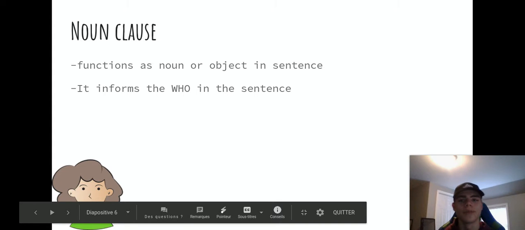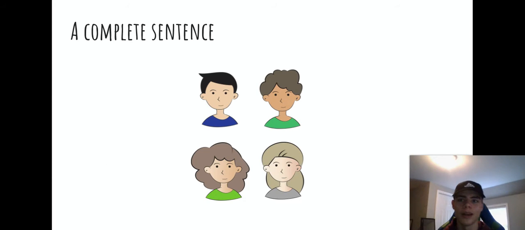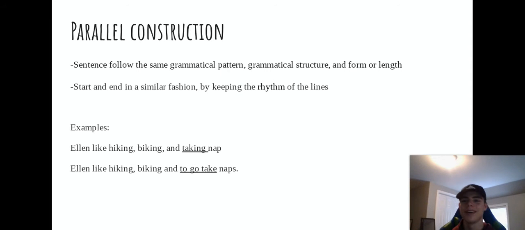The noun clause functions as a noun or the object in the sentence. It forms a who in the sentence. In the past sentence, for the example, it was the black cat. That was the noun. A complete sentence has all 4 of these people. We have Mr. Blue, Mr. Green, Mrs. Green, and Mrs. Gray. The parallel constructions.